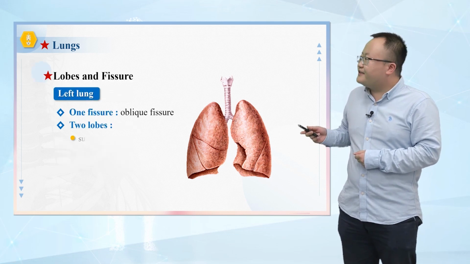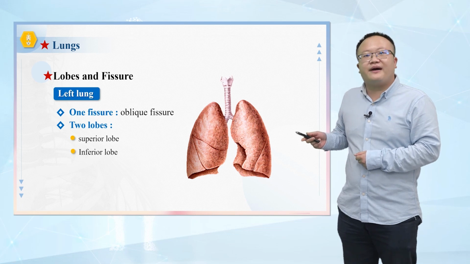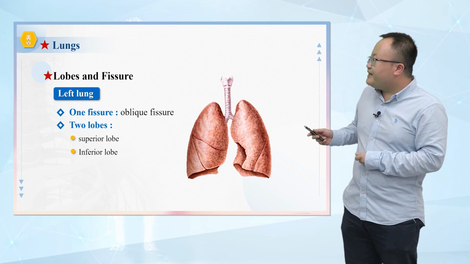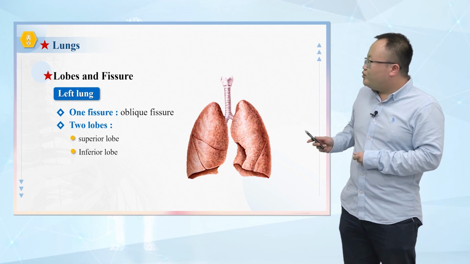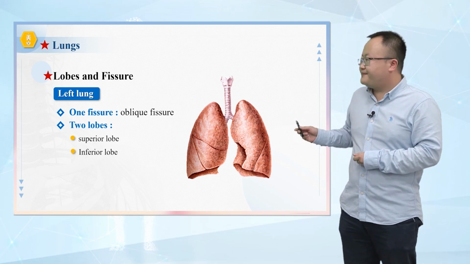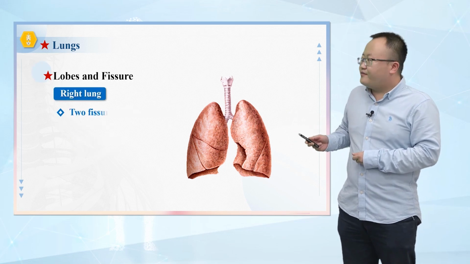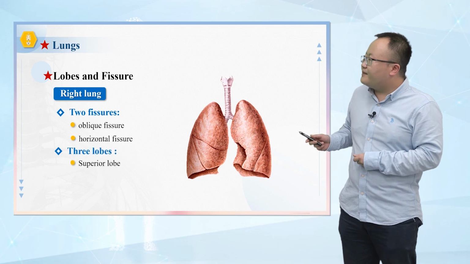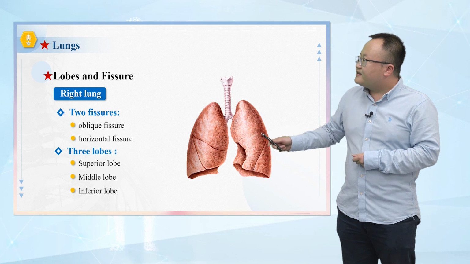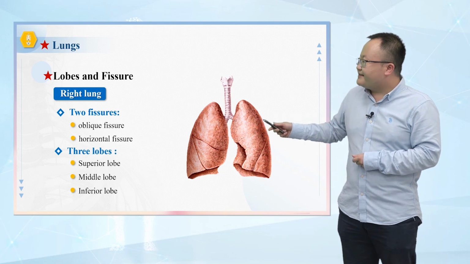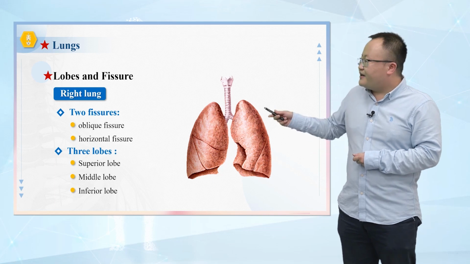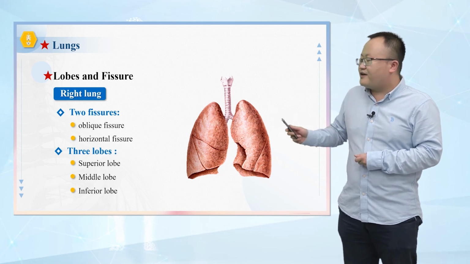Lobes and fissures. For the left lung, there is one fissure, the oblique fissure, and two lobes, the superior one and the inferior one. For the right lung, there are two fissures, the oblique and the horizontal one. There are three lobes: superior, middle, and inferior lobe.